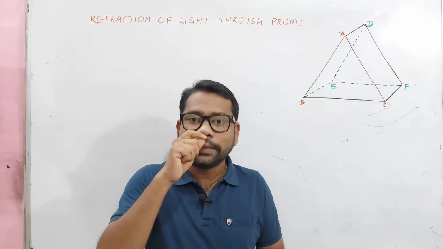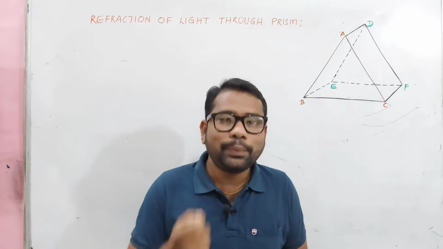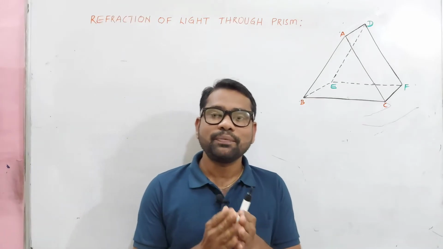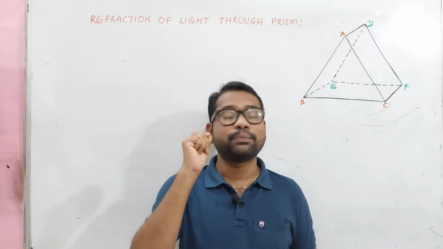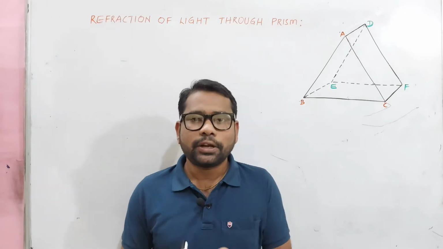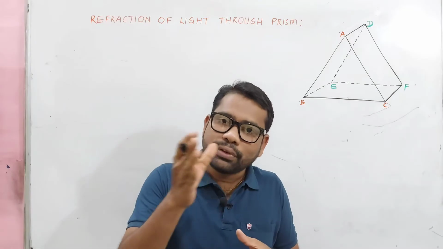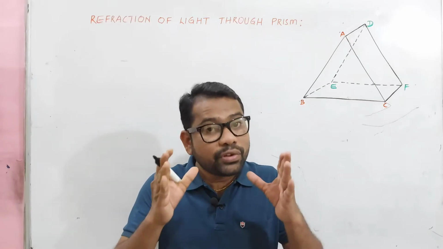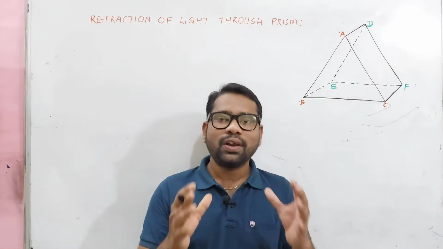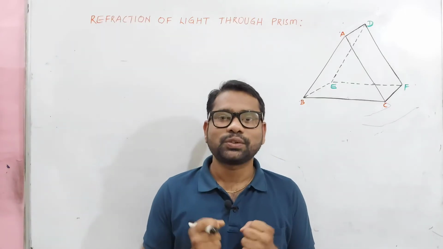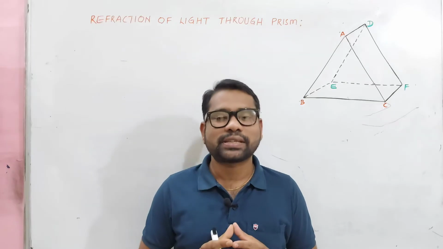So children, especially in this session we will be learning how to calculate the refractive index of a given prism. It's very important. And after that we will be discussing the angle of deviation and on which factors the angle of deviation depends. Children, first of all, what is a prism? It's very important to understand here.